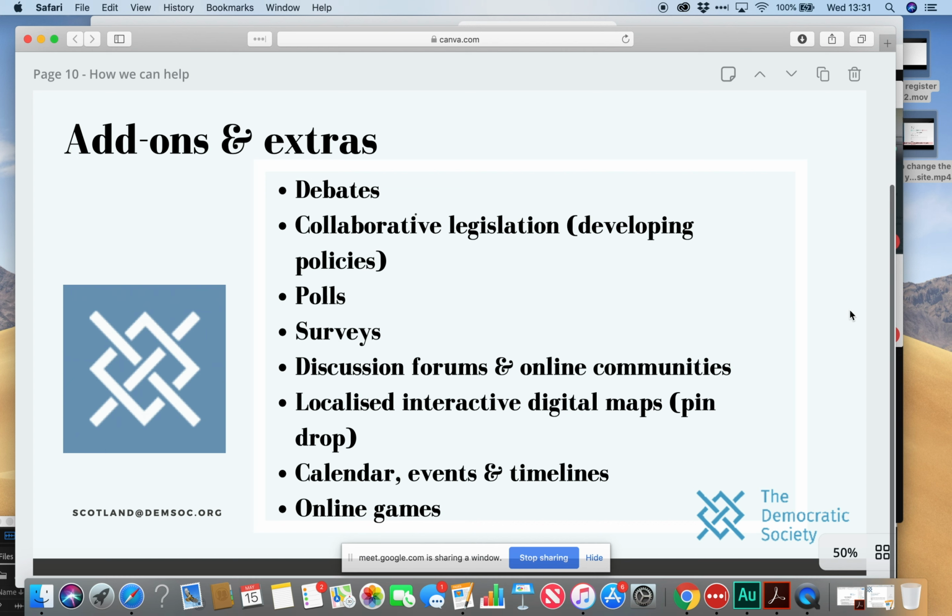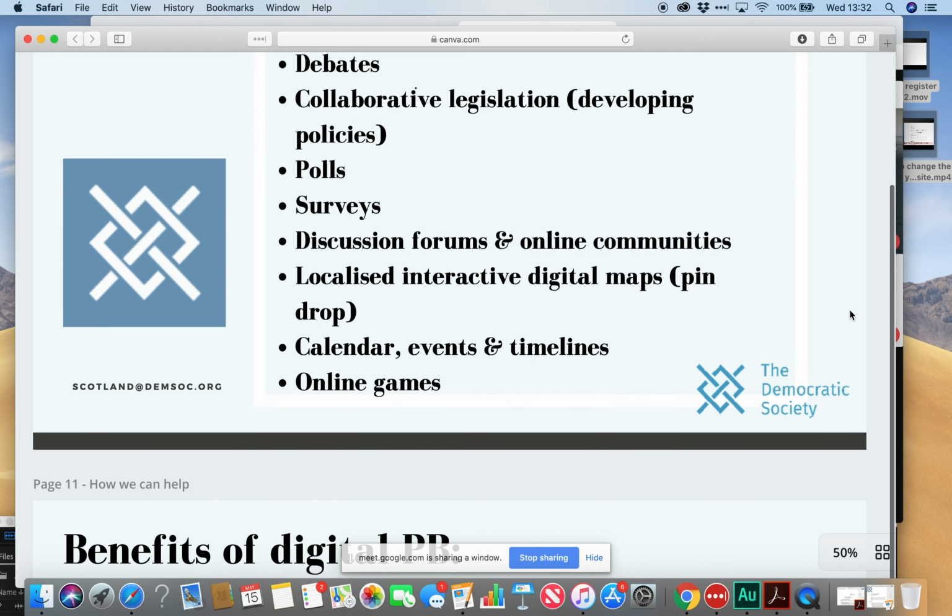There could also be localized interactive digital maps, so pin drop maps where you can click on a certain area or town and you can find out what projects are going on there or different resources that are in your community, and I'll show you that in a minute. I've got one example of that. There could also be things like calendar, events and timelines, and another thing is online games.